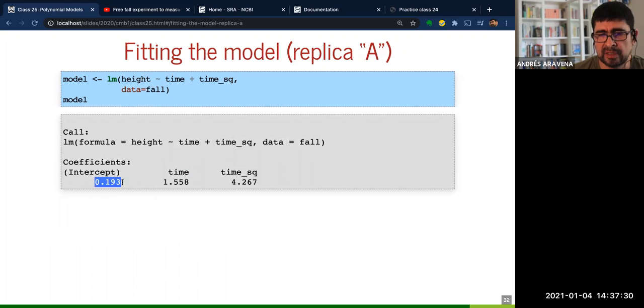This is the initial position. The time coefficient here is the initial speed in meters per second. And the time square coefficient is half of the acceleration. Okay. So this is my result, which is not very good, to be honest. But I don't know how it compares to yours.